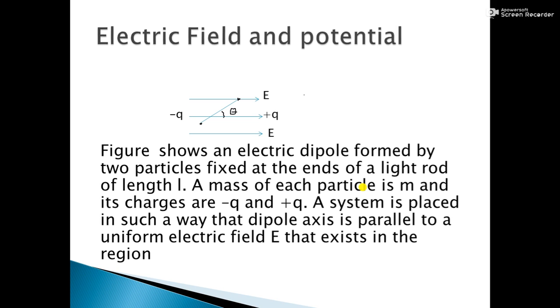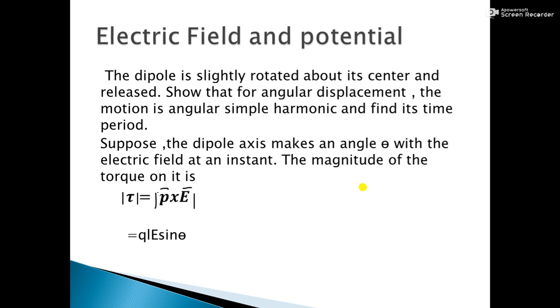Consider another example. In the above figure, it shows an electric dipole formed by two particles fixed at the ends of a light rod of length L. The mass of each particle is m and its charges are minus q and plus q. The system is placed in such a way that the dipole axis is parallel to a uniform electric field E that exists in the region. The dipole is slightly rotated about its center and released. Show that for small angular displacement, the motion is angular simple harmonic and find its time period.